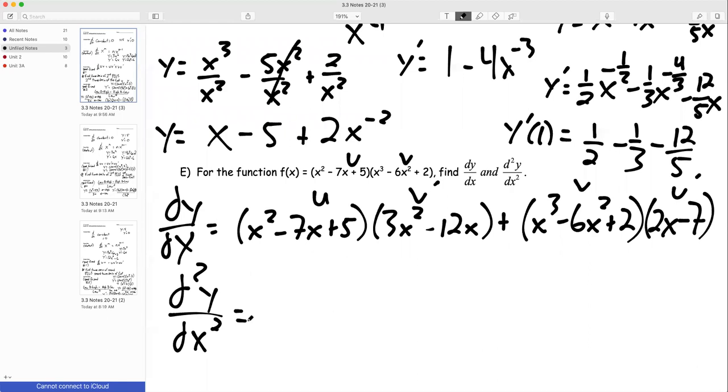Okay, so how are we going to do the second derivative? Well, we're going to take the derivative of the first derivative, which means we get to do the product rule twice. You want to do it? How about I do the first part? Okay, I got it. Are you confident? Yeah. All right, well, here we go.